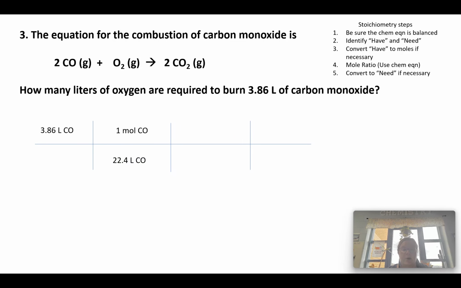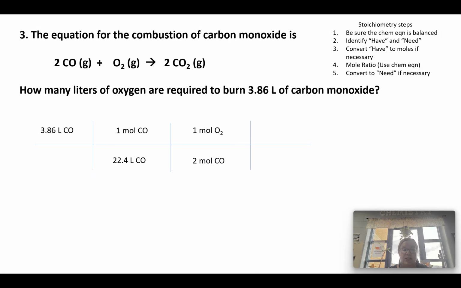Once I get into moles, I'm ready for step 4, which is my mole ratio. So I go up to my equation, and I have 2 moles of carbon monoxide, and I'm looking for oxygen, 1 mole of oxygen. So I put my 2 moles of carbon monoxide on the bottom so I can cancel, and 1 mole of oxygen gas on the top. If I solved right now, my answer would be in moles of oxygen gas.